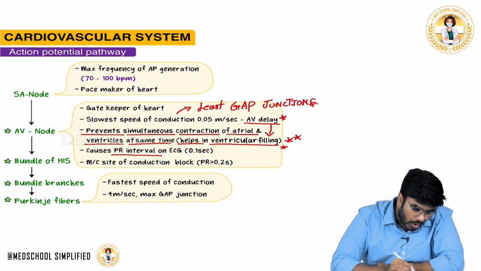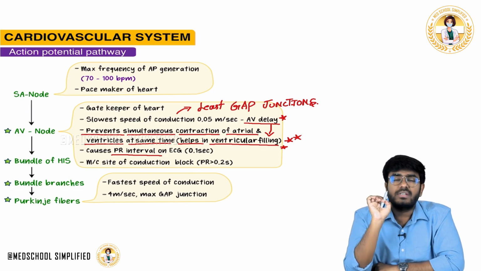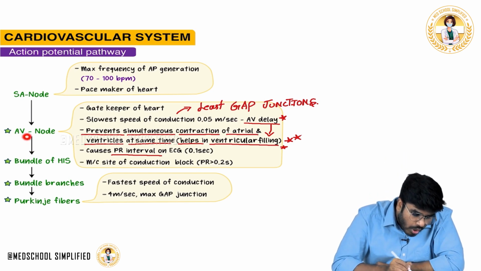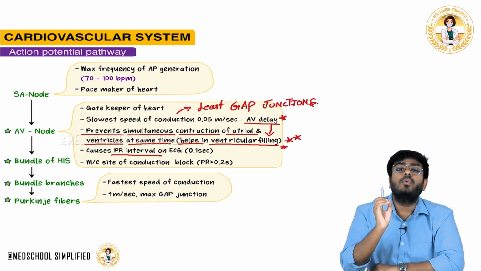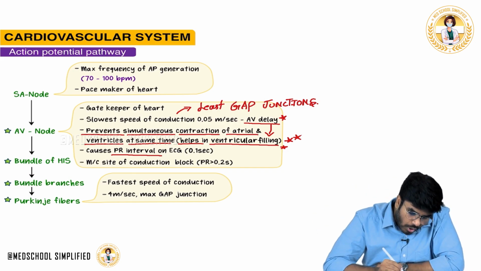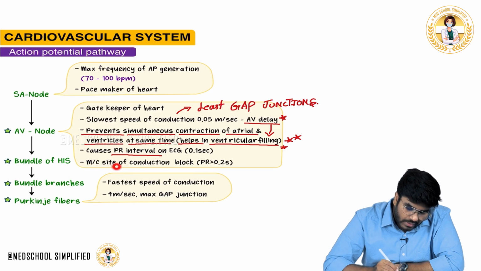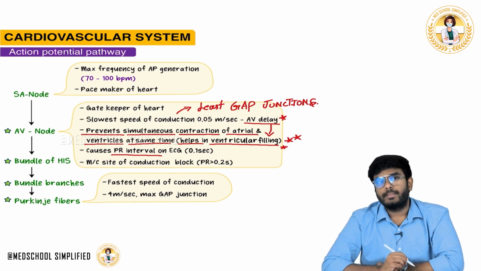See, you can have heart blocks in many regions, but what is the most common site of heart block? The impulse got blocked, the impulse got terminated, and the impulse is not moving forward. The most common site of conduction block is the AV node.